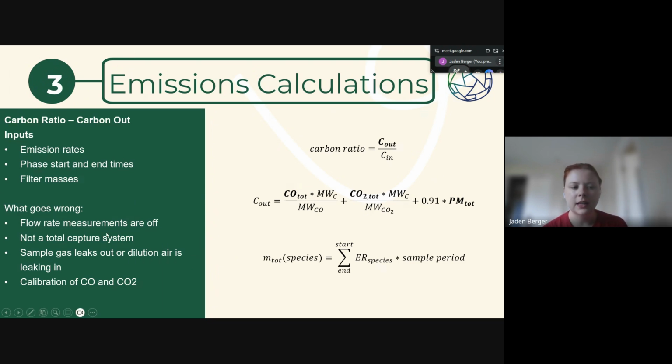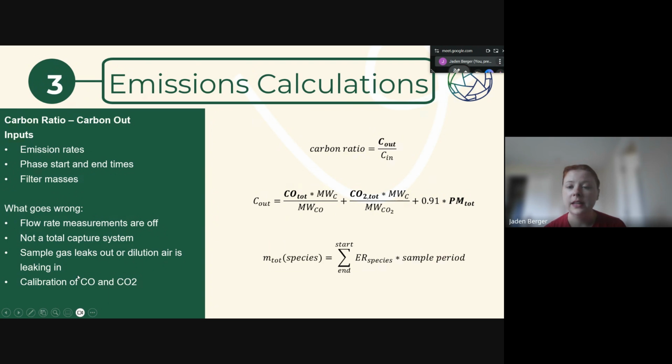So typical things that I'll see that can throw off your carbon out is that your flow rate measurements are off. So your flow grid isn't calibrated correctly, or maybe it's clogged, or there's leaks in the tubing. All of those can throw off your flow rate. It could also indicate that it's not a total capture system. So maybe some of the gases are escaping into the room, or there's leaks in the duct, and that is causing not all of the carbon to actually be measured by the sensor box.